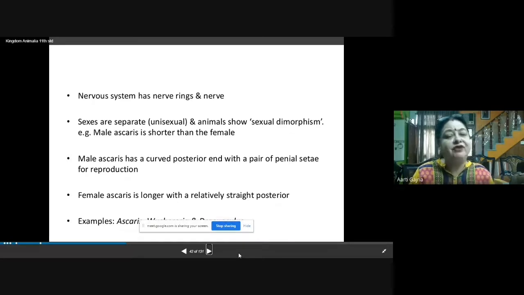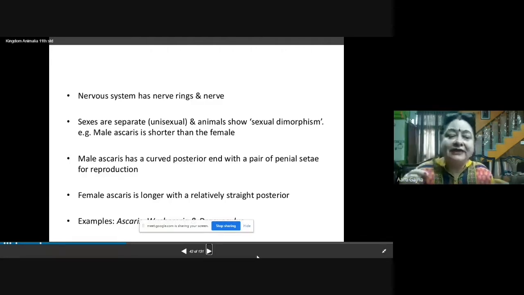That means you can make out which one is male and which one is female, because males are normally shorter than the females. So if you see Ascaris, the roundworm, which is the worm we normally have when we have worms in our stomach. That is the worm which is there in our stomach, which we take with our food in the form of eggs. So the males are shorter, and they have a curved posterior end.